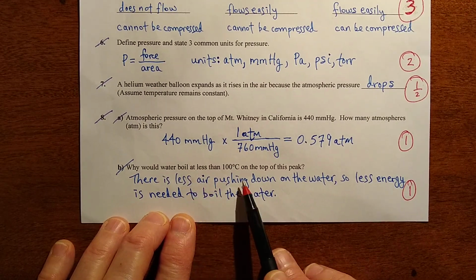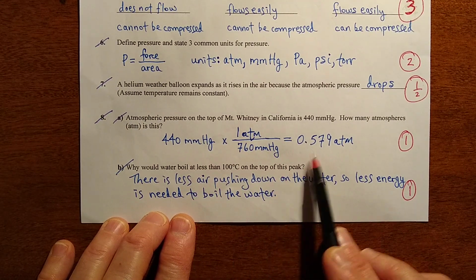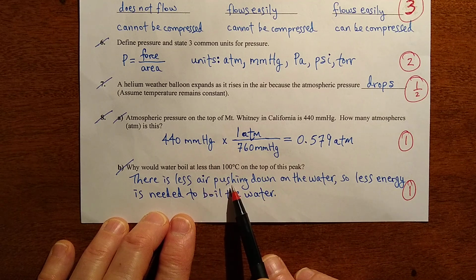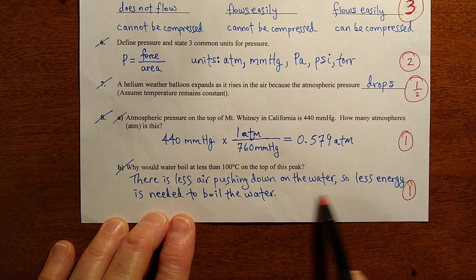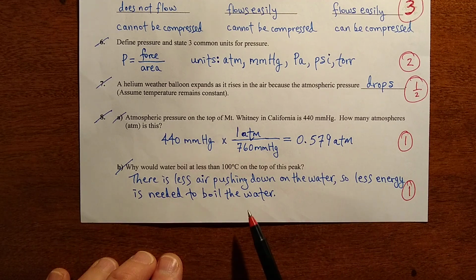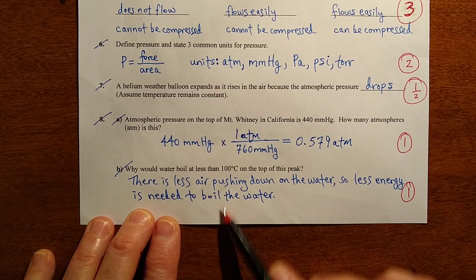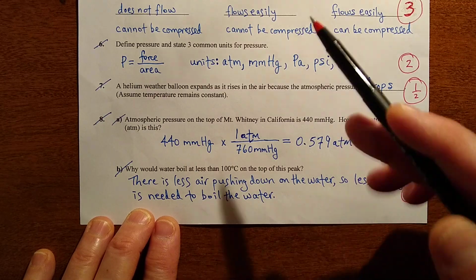Why does water boil at less than 100 degrees on top of this peak? Because there's just less air pressure. There's less air pushing down on the water, lower atmospheric pressure, so less energy is needed for the air bubbles, the water vapor, to get out.